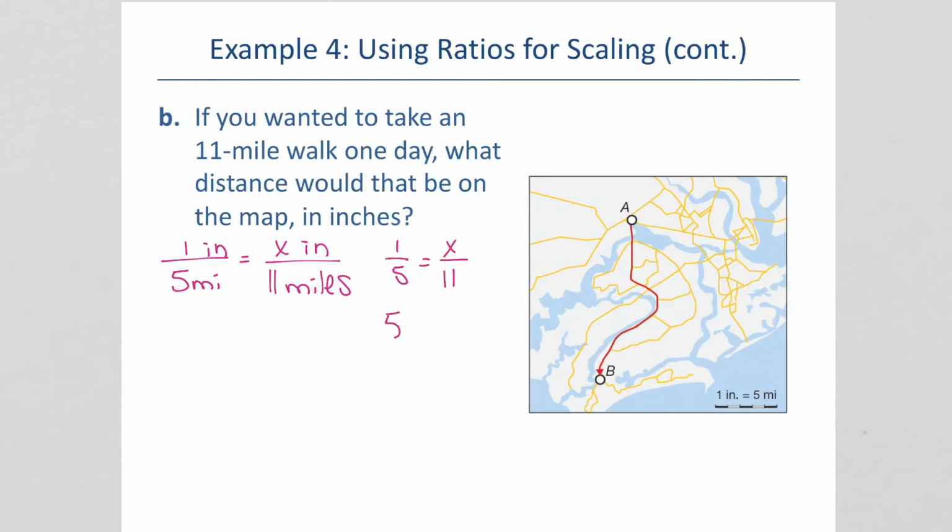So 5 times x is 5x. 1 times 11 is 11. Divide both sides by 5. And x would be 2.2 inches. So the distance on the map would be 2 and 2/10 of an inch.